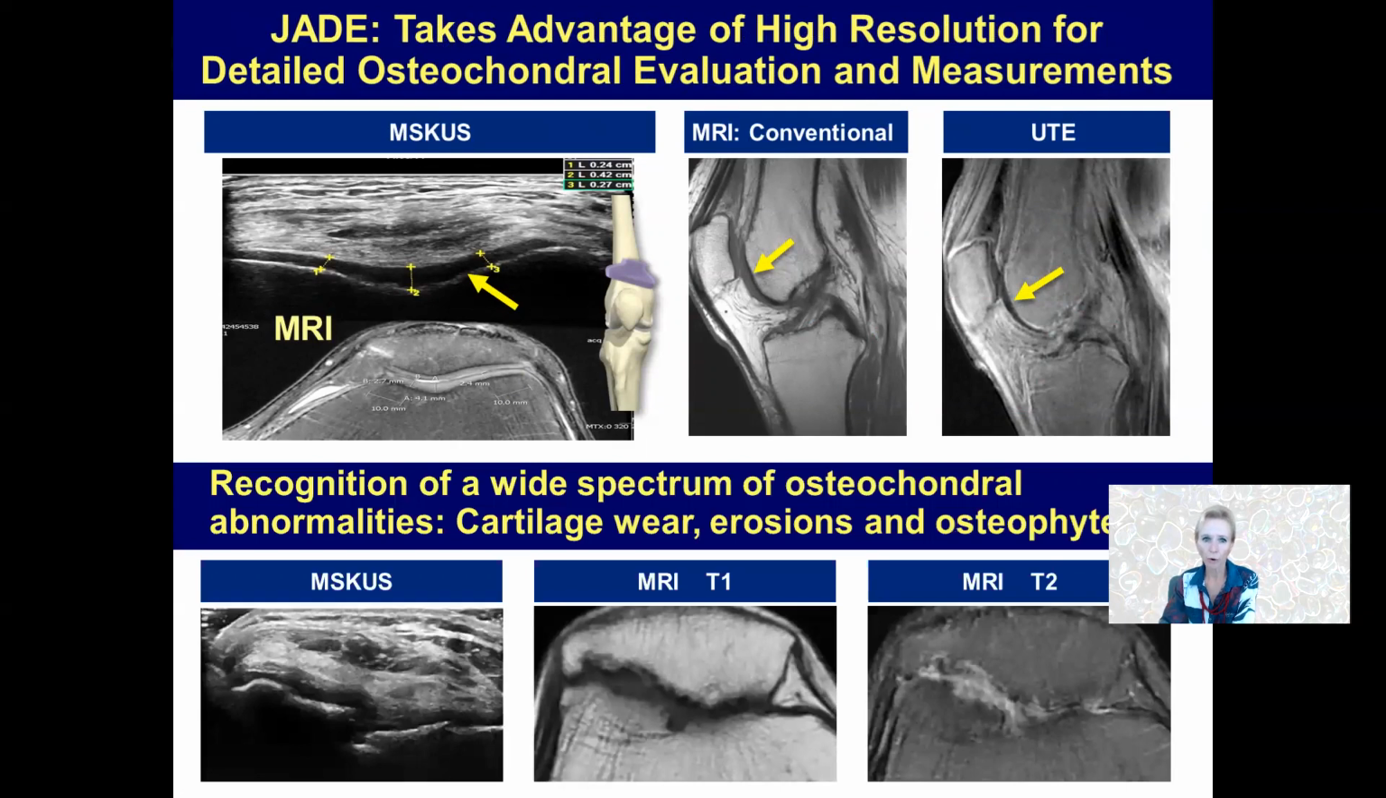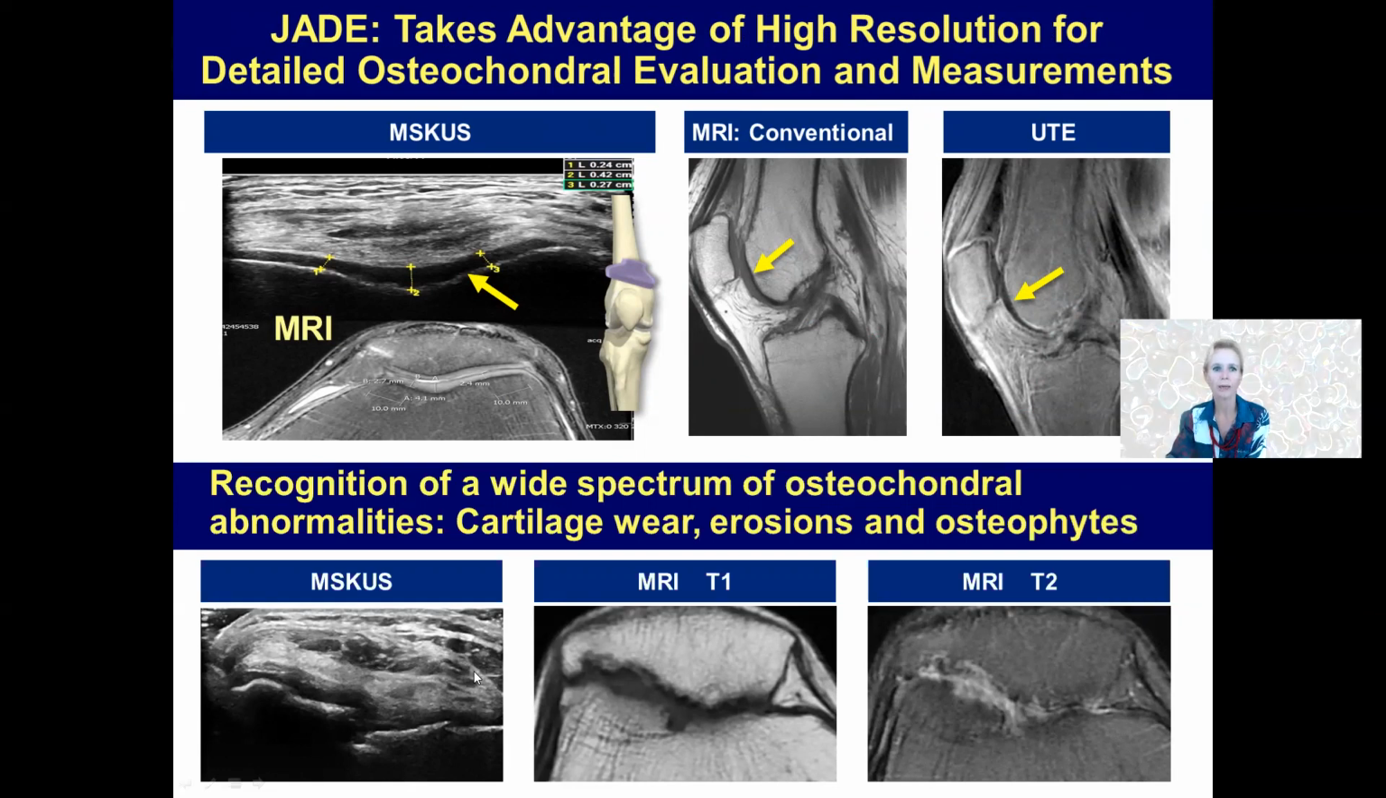And so then, of course, apart from these really early and fine signs of osteochondral destruction, we can recognize a wide spectrum of osteochondral abnormalities in terms of cartilage wear, erosions, and osteophytes, as you can see here on this MUSCAS image of a patient with advanced arthropathies with lots of step-offs, interruptions, and very little cartilage present. And this would be the corresponding MRI images.